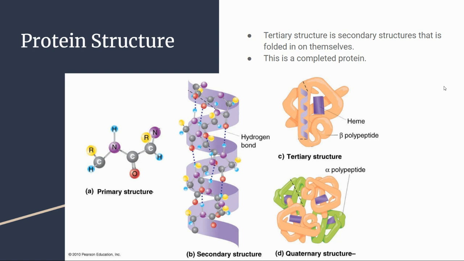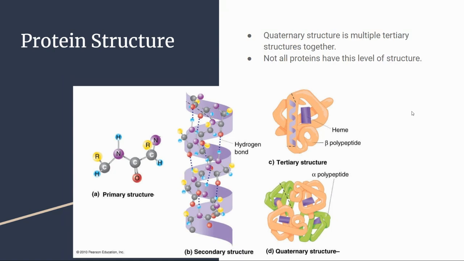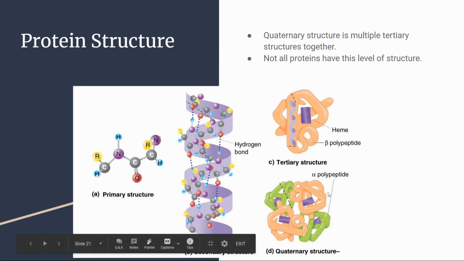The tertiary structure is the secondary structure that is folded on itself. This is a completed protein. So you take the helix and you fold it up on itself, and this will be the tertiary structure. And this will be, like it says, a completed protein. And the last one, quaternary structure, is multiple tertiary structures together. Not all proteins have this level of structure. In this particular example, we have 4 different tertiary structures together for this quaternary structure.